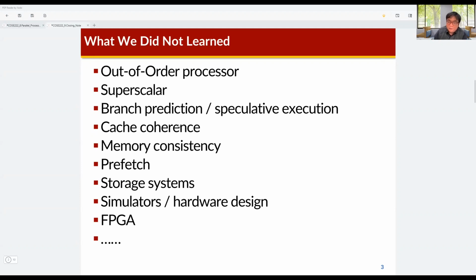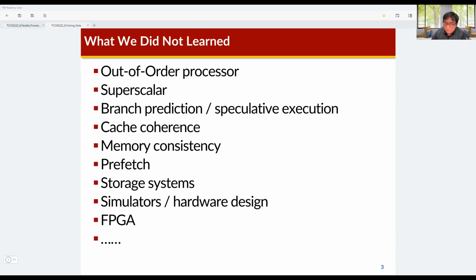These topics are not covered by an undergraduate-level computer architecture course: out-of-order processors, superscalar, prediction technology, cache coherence, memory consistency, prefetch, storage, simulators, and FPGA. These are advanced topics, covered by the advanced computer architecture course. This course can be taken by senior students or graduate students, okay? So if you are interested, you can take the advanced computer architecture course.